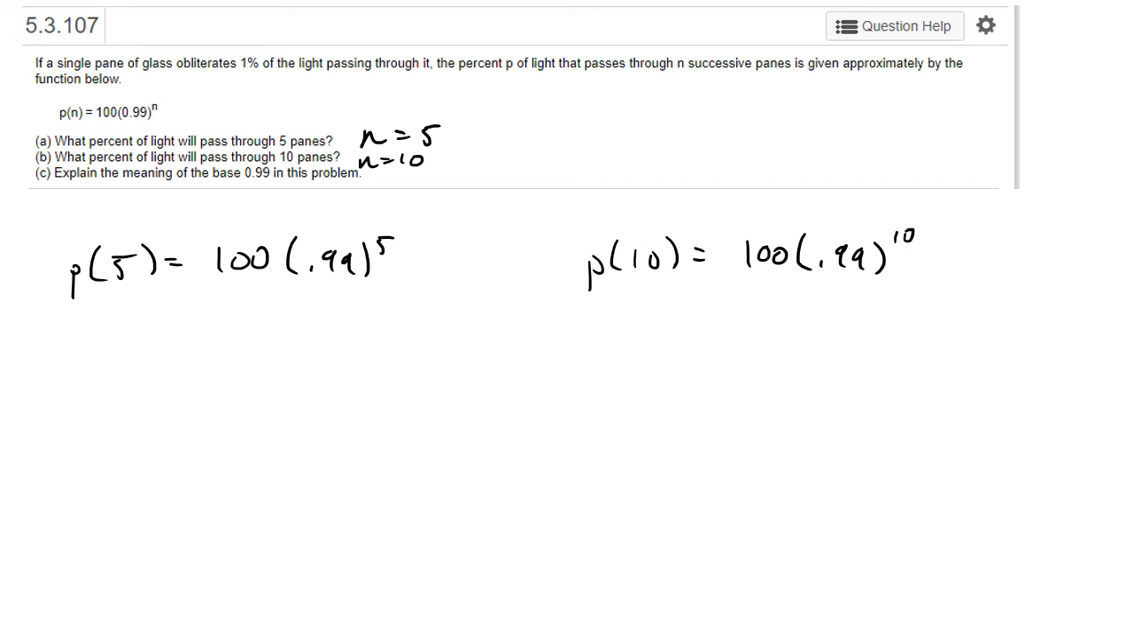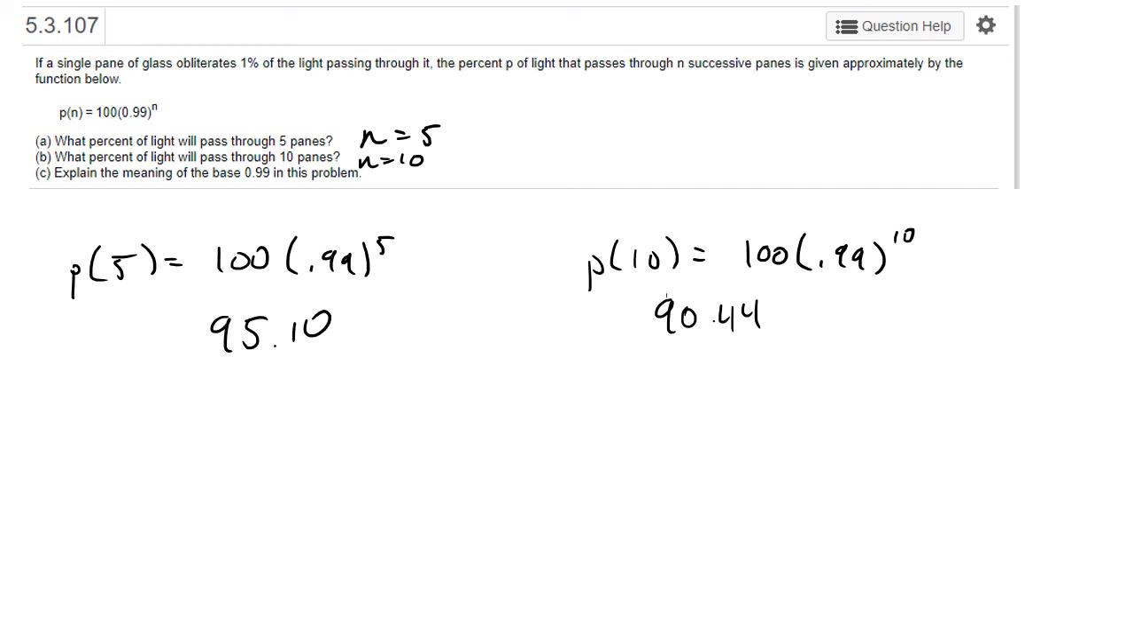Now, normally I don't like using a calculator to compute this sort of stuff. We have exact solutions in front of us, but for the sake of argument, I'm just going to go ahead and compute 100 times 0.99 to the 5th, and I get 95.10. On the other hand, if I plug in n equals 10, we get 90.44. So if I put 5 consecutive panes of glass, I will have 95.1% of the light getting through. If I put 10 consecutive panes, it will be about 90.44% of the light getting through.